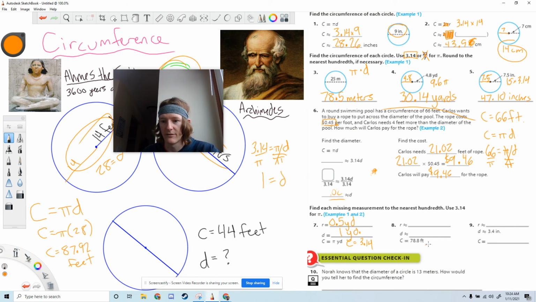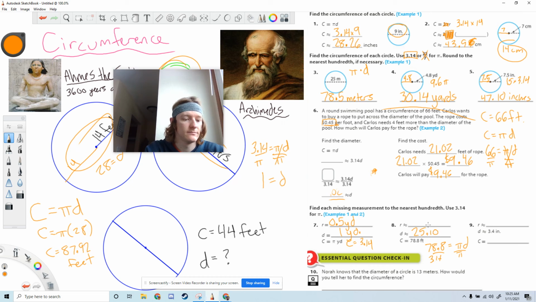For the next one, we've got 78.8 equals pi times diameter. Divide by pi, divide by 3.14, is the same thing. So we'll do 78.8 divided by 3.14. We get 25.10. That's our diameter. When I divide it by 2, we get 12.55. We need the label, feet.